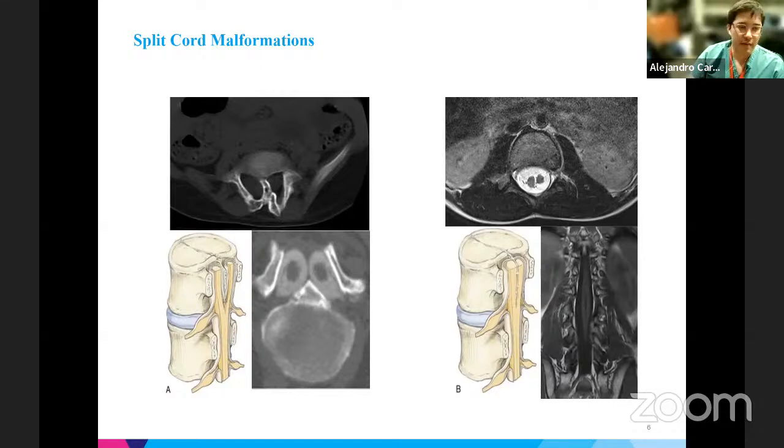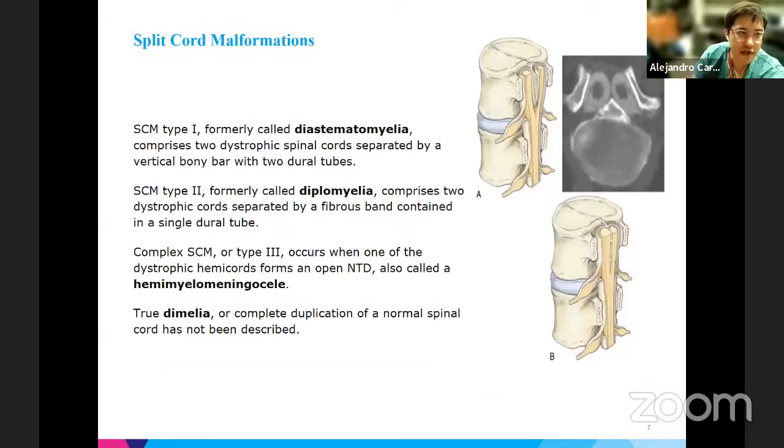Great. No, that's right. The main difference here is the one on the left has 2 separate dural sacs. The one on the right has 1 dural sac, but the cord has split in 1 segment. And so, as you said, there are 2 types of split cord malformations. Type 1 was formerly called diastematomyelia, and it specifically has 2 dural sacs. Sometimes it has a bony ledge in between them. And split cord malformation type 2, formerly called diplomyelia, usually has 1 dural sac with a portion of the cord that is split. True diplomyelia, or complete duplication of a normal spinal cord, has not been described.